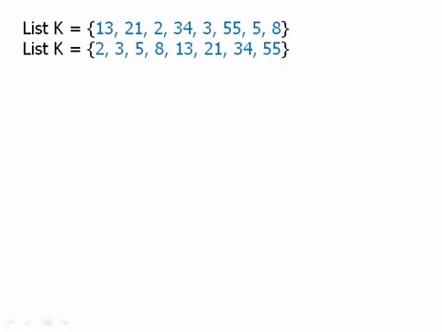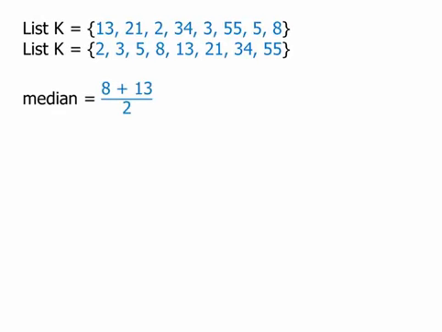So now the median, there are 1, 2, 3, 4, 5, 6, 7, 8 numbers on this list. And so the median has to be between 8 and 13. So we're going to average 8 and 13. 8 plus 13 divided by 2, 21 divided by 2, 10.5. 10.5 is the median of list K.